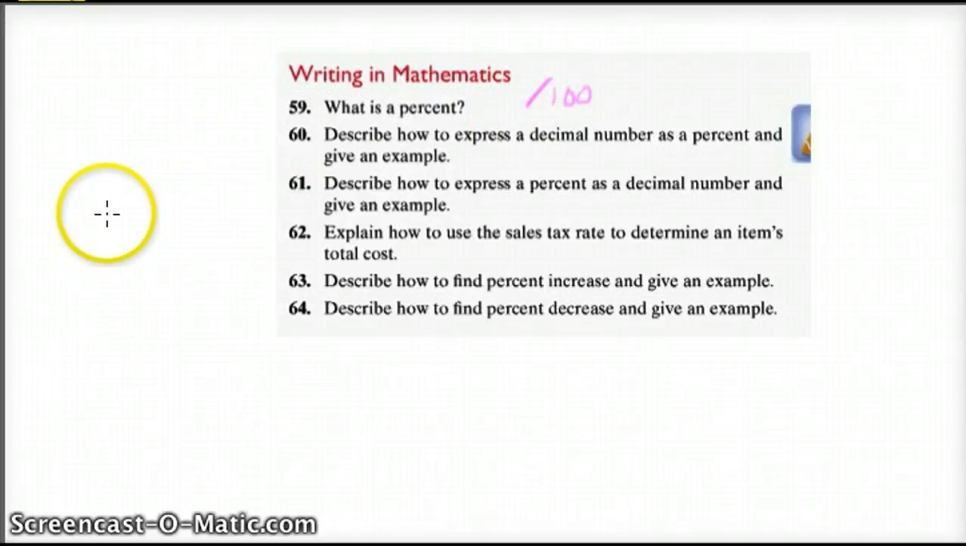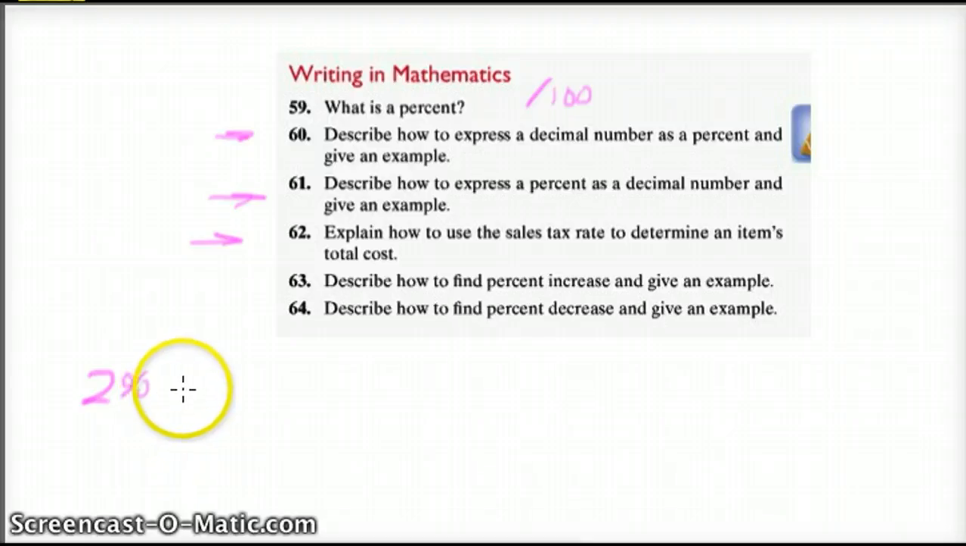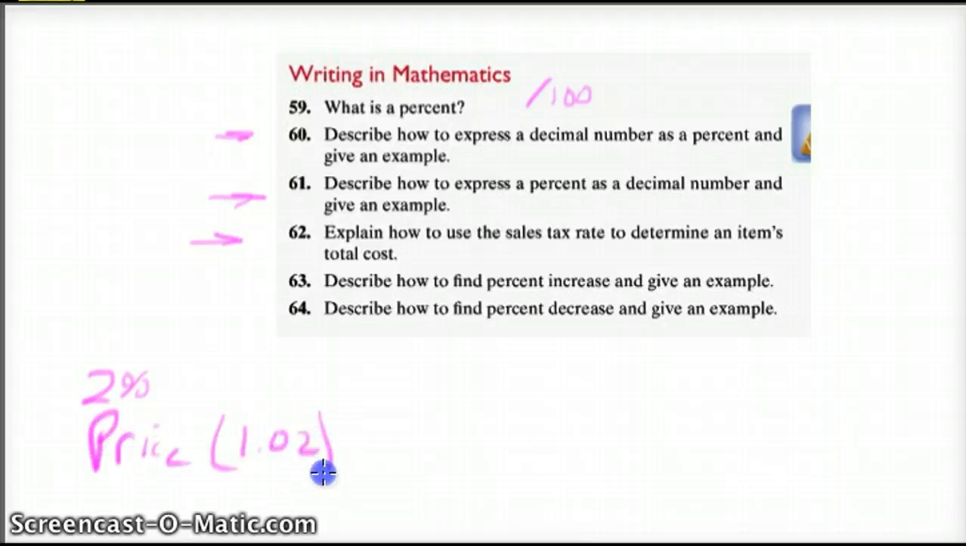Describe how to express a decimal number as a percent and give an example. Okay, so we did that in class. You could do that. Explain how to use the sales tax rate to determine an item's cost. So, like 2%, right? Sales tax. So to find the total item's cost, you're going to have to multiply the price of the item times 1.02, right? This part's going to give us the original price, and this part's going to give us the tax, and you'll get your total that way. That is a good way of doing it.